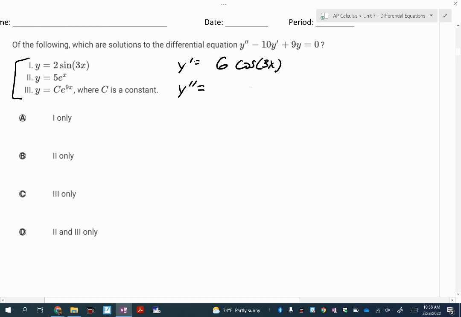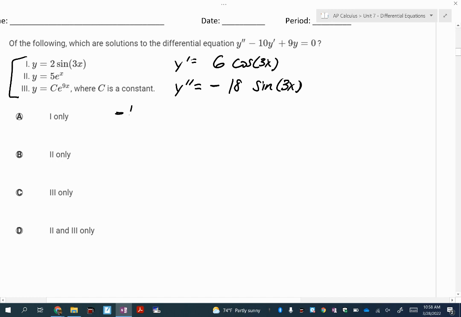Y double prime. Derivative of cosine is negative sine. Again, chain rule, derivative of 3x is 3 times 6 is negative 18. So I'm going to plug this in. I have negative 18 times the sine of 3x. That's the double prime. Minus 10 times 6 times the cosine of 3x, that's the single prime, plus 9 times the original one, which is 2 sine, my bad, 9 times 2 times the sine of 3x.